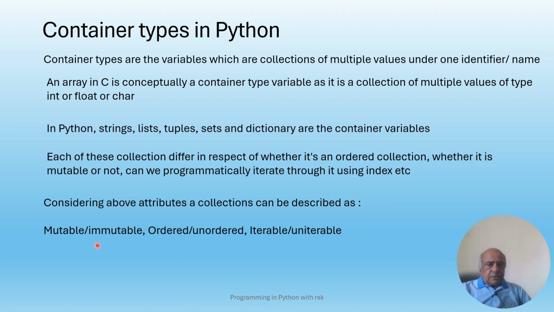A collection based on the above attributes can be described as either a mutable or an immutable collection, whether it is an ordered or unordered collection, and whether the collection is iterable or not iterable. That means whether we can iterate through it using index and a loop.